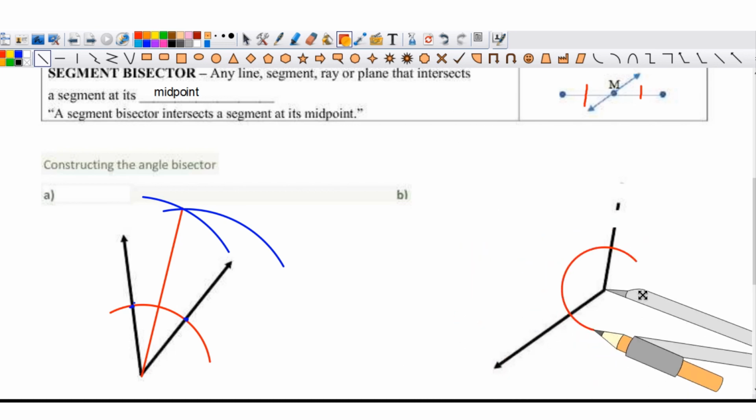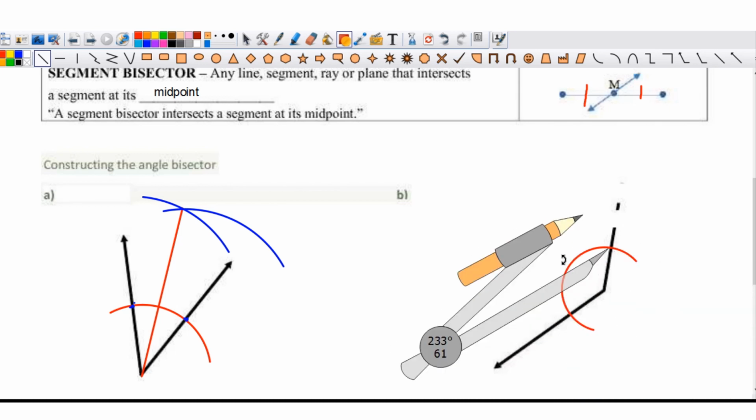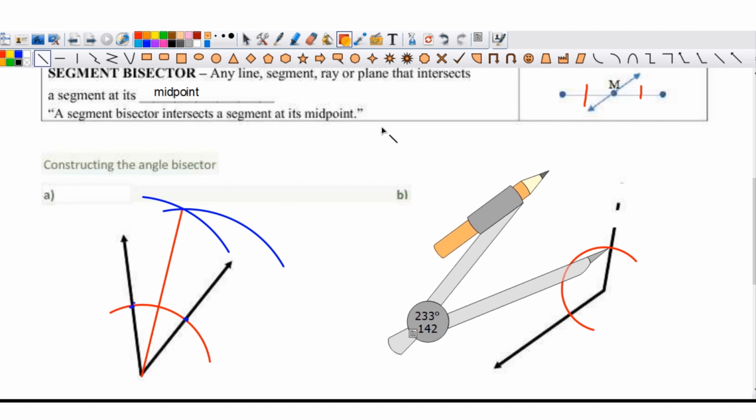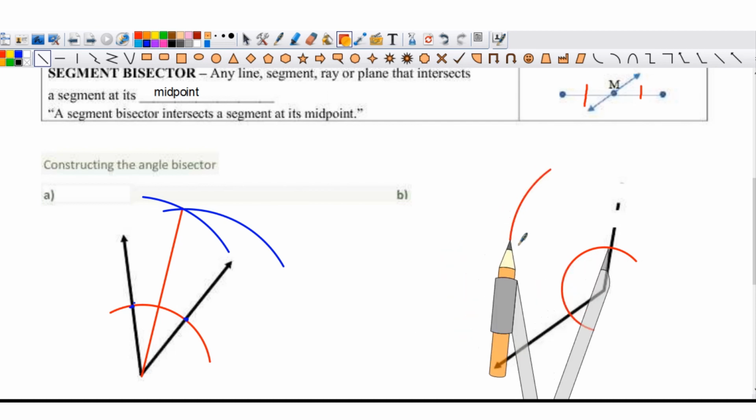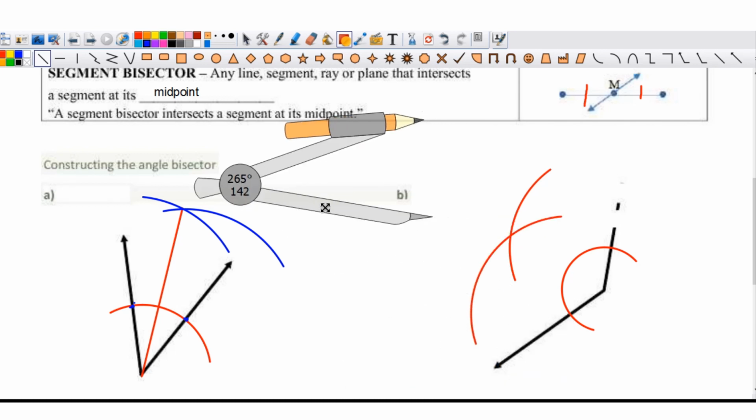Okay, and again, if I don't open my compass this time, it's probably not going to intersect. So let's open up our compass and make our two arcs. One here, one going the opposite direction. Okay, and then connect from our vertex through our intersection point to make our angle bisector.